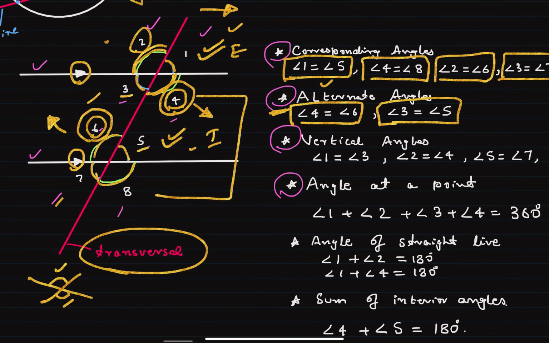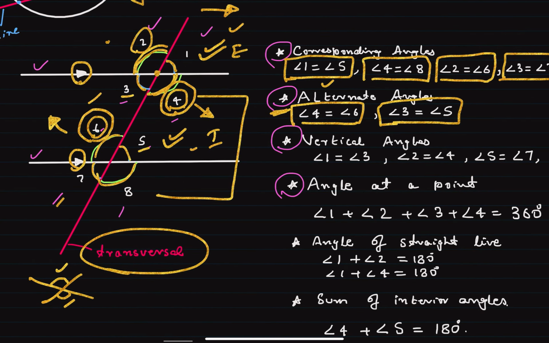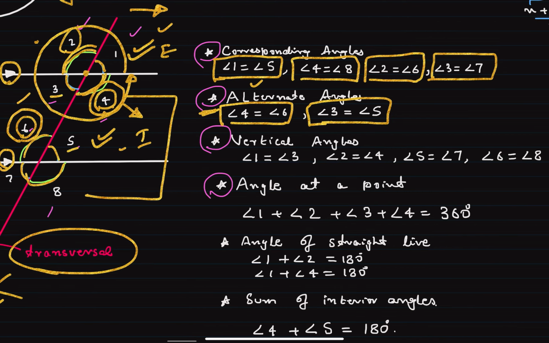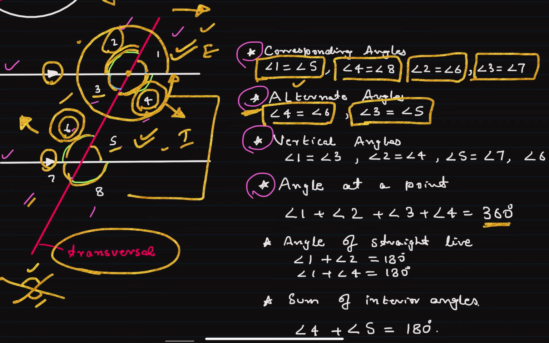Angles at a point: at one point, the total angle should sum to 360, right? The angle of a straight line is 180. That means if you add angle 1 and angle 2, they should equal 180. They are also called supplementary angles. And angle 1 and angle 4 also sum to 180.